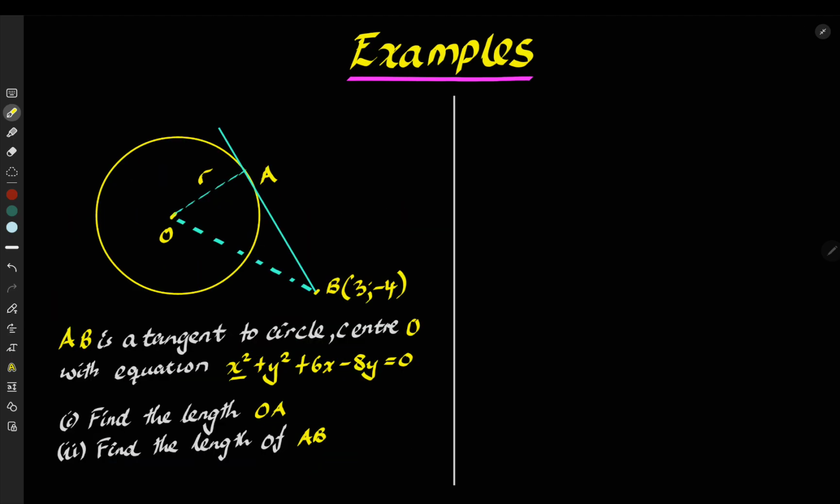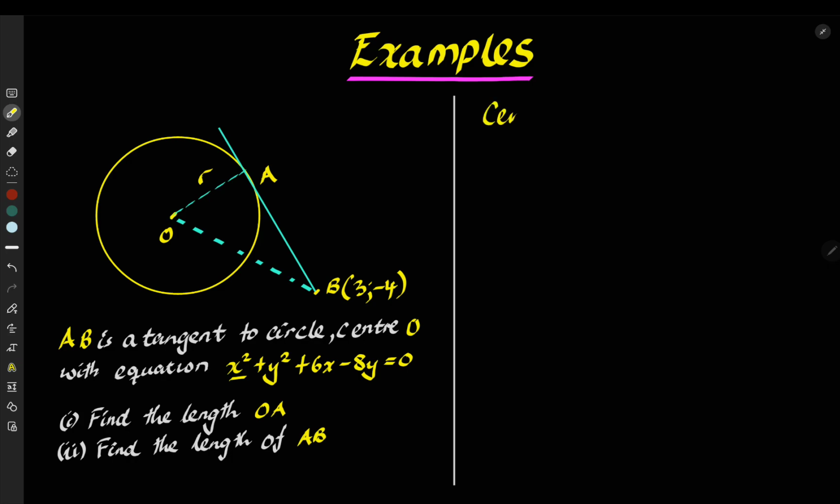Now, in this example, we are given a circle, the yellow one, and also a tangent AB. So the equation of the circle is x squared plus y squared plus 6x minus 8y is equal to 0. So yeah, once you're given the equation, the first thing that you want to determine is already the coordinates of the center, even if you're not asked.